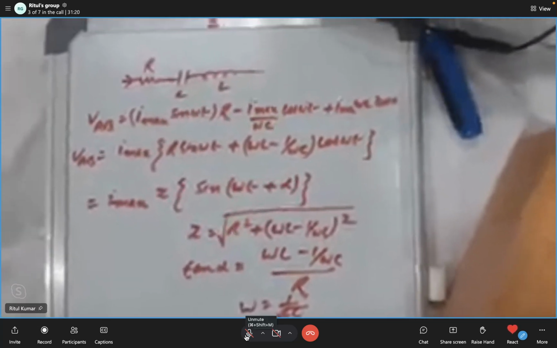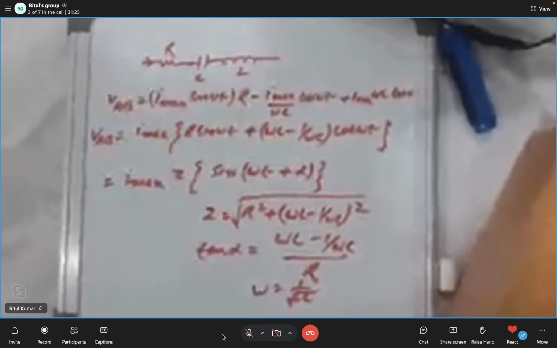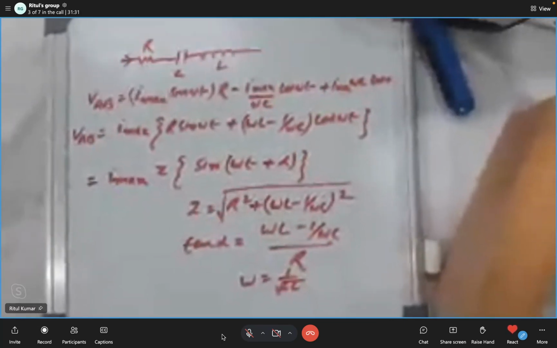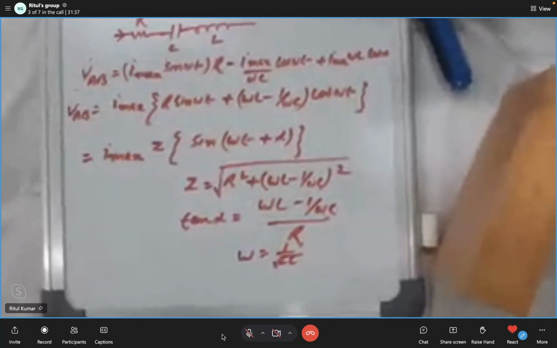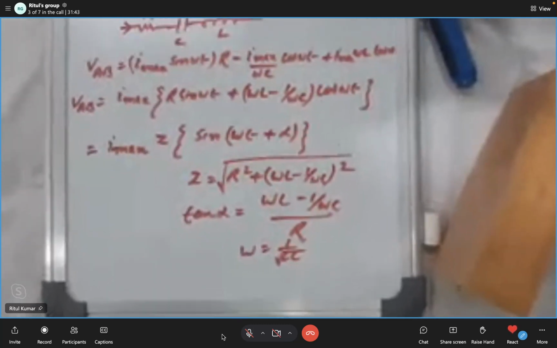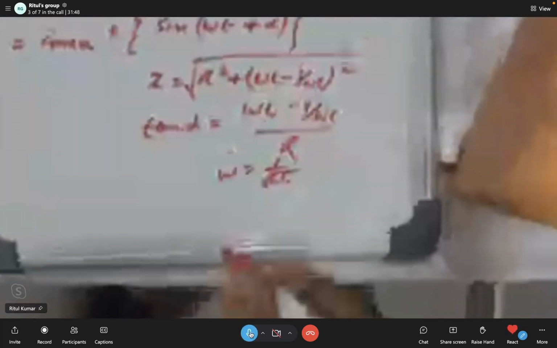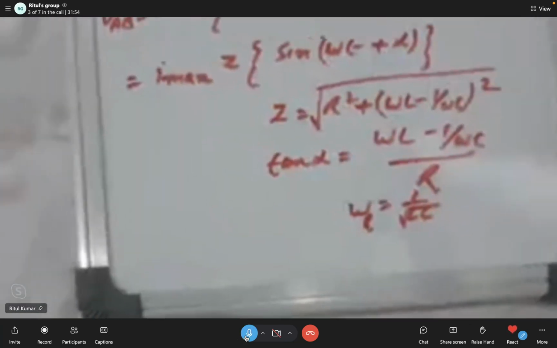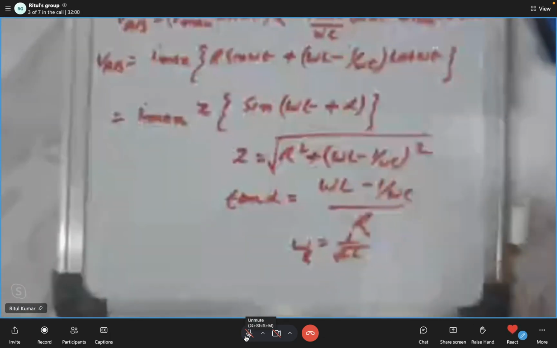Now a question coming your way: can I get a plot of current versus omega? This omega is customarily written as omega f or omega r, the resonating frequency. So you mean Imax as a function of omega? Yeah. Okay, try to plot it, both of you.